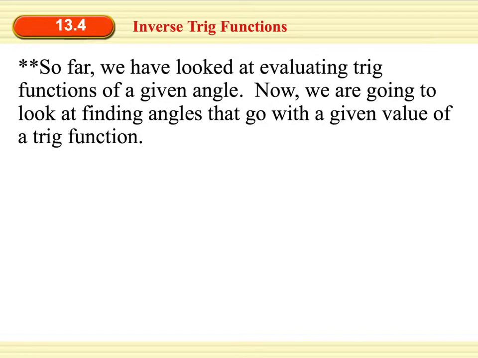Well, now, in section 13.4, we're going to kind of reverse that problem, and we're going to find the angle when we're given the specific side lengths of the triangle. So what we've been used to seeing is something like the sine of pi over 6 is equal to what? And hopefully by now you know that that is 1/2.